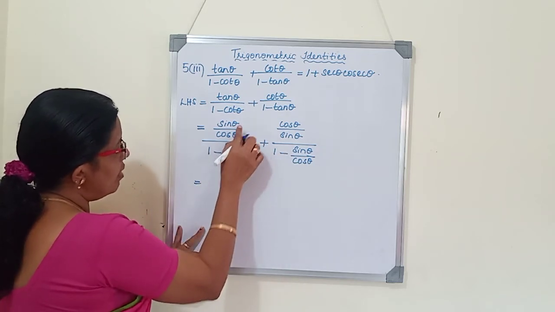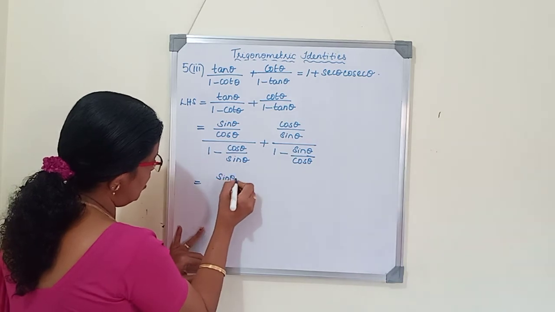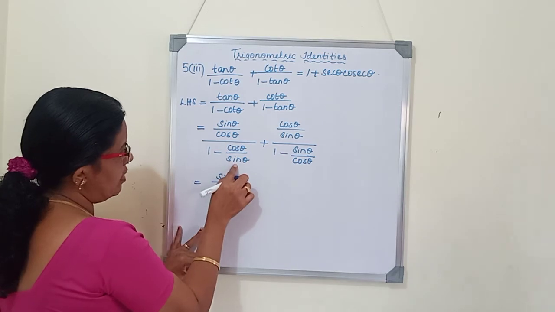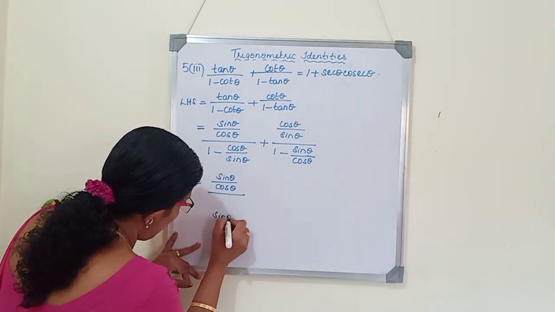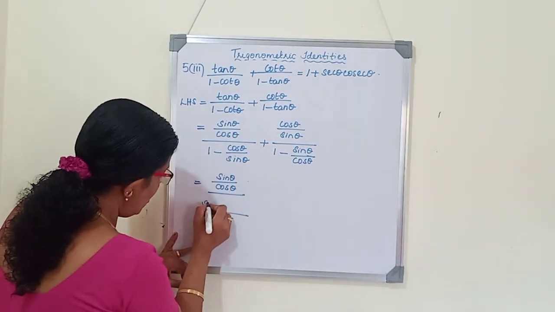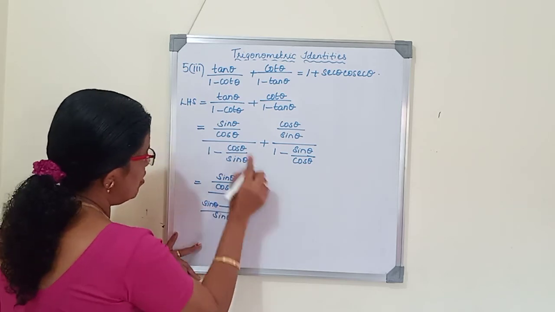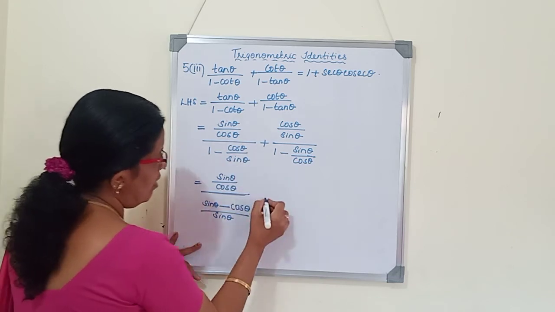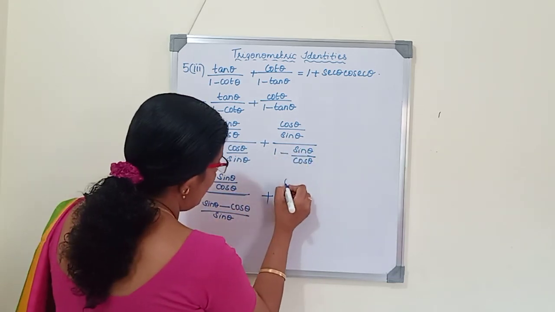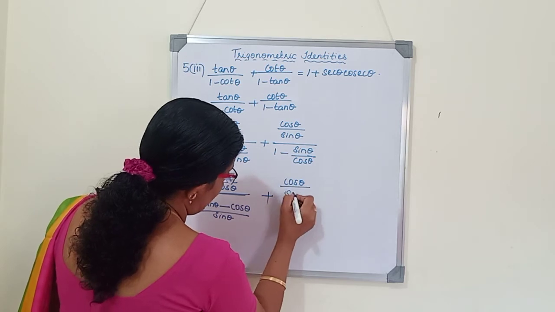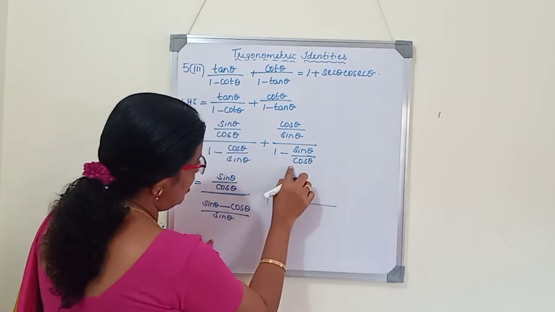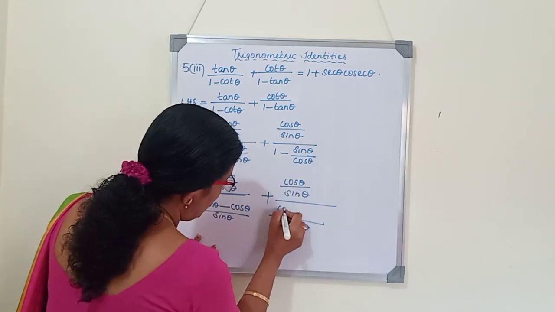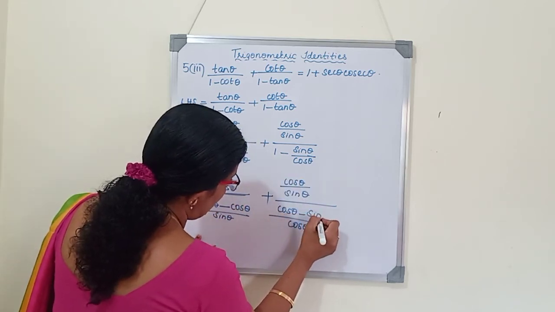So here numerator we will write as it is, sine theta by cos theta for the first term, and in the denominator we will take LCM. Sine theta is the LCM. Sine theta minus cos theta over sine theta. So this is the first term. Left side, plus at the center. Same way cos theta by sine theta we will write as it is. We'll take LCM in the denominator. Cos theta is the LCM. Cos theta minus sine theta over cos theta.